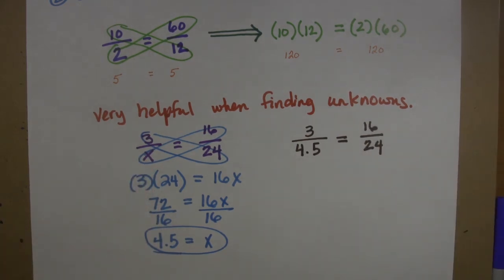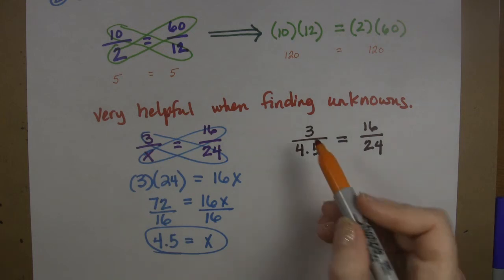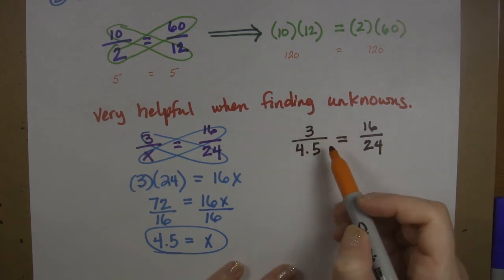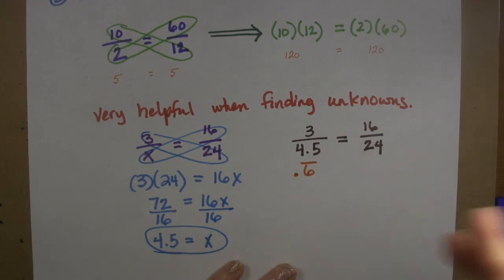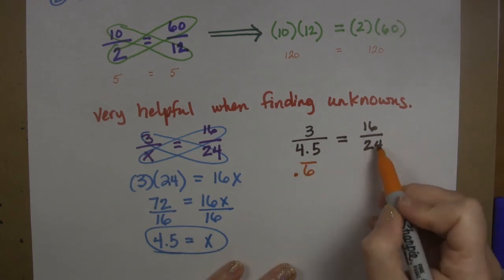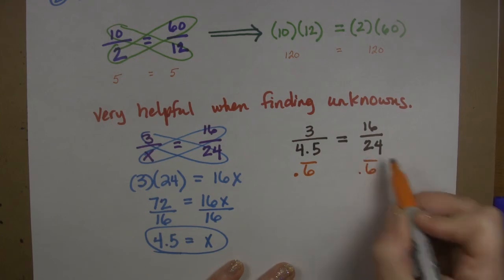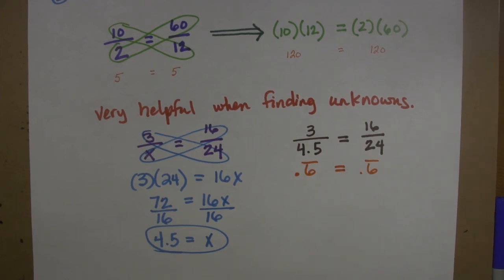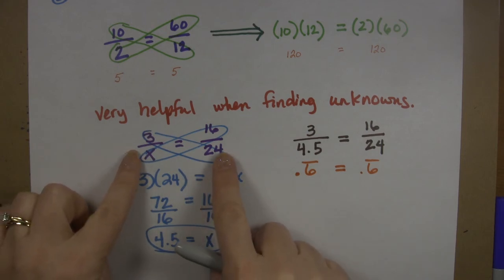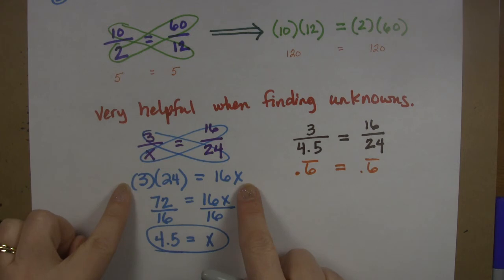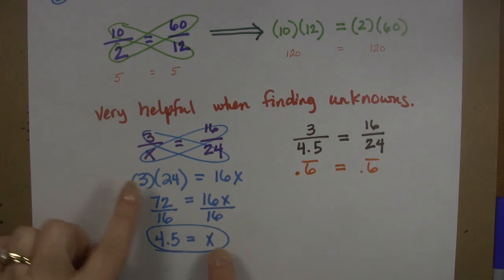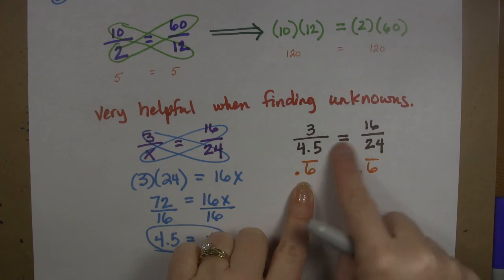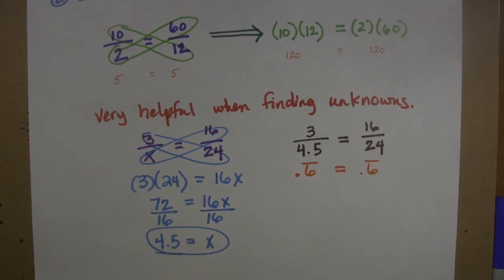Now, I'll warn you, it's an ugly number, but if you do it in your calculator, if you take 3 divided by 4.5, you get 0.6666666 forever. And if you take 16 divided by 24 and put that in your calculator, you get 0.6666666 forever. And so they do equal each other. So that's what we have proven, is that we took this information, we cross-multiplied so that we could solve for x, and now we have proven that that x does indeed give us an equal equation. It's very helpful, and we use it all the time.